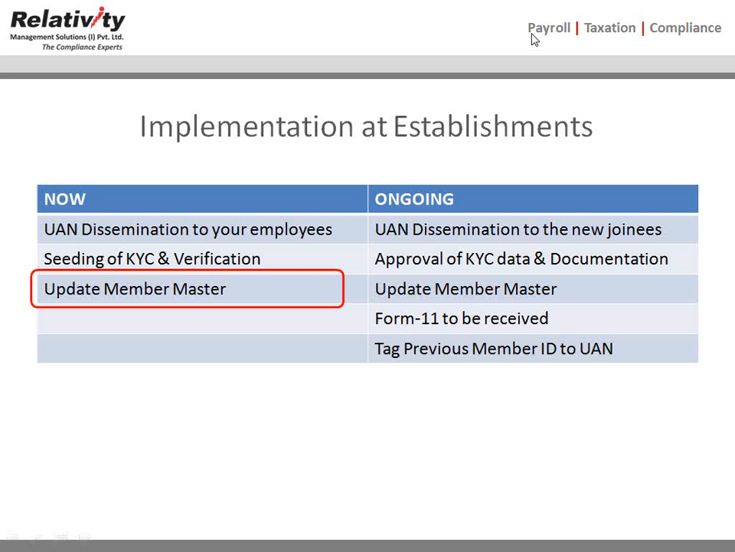I'm going to get back to our implementation stuff. Yes, so we saw here how we can disseminate UAN to the new joinees, approval of KYC data and documentation. Update member master is the same as where we spoke about updating the information on Annexure 2. We also spoke about Form 11 to be received in hard copy and archived at the employer end. The necessary information has to be tagged with the previous member's ID to the universal account number.